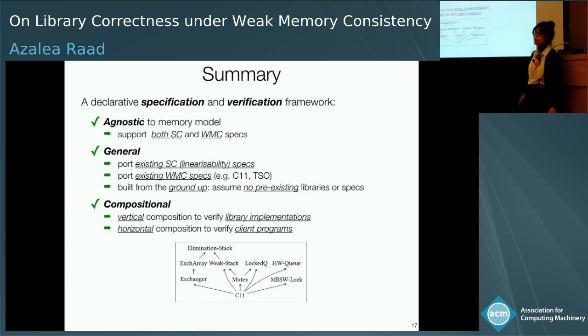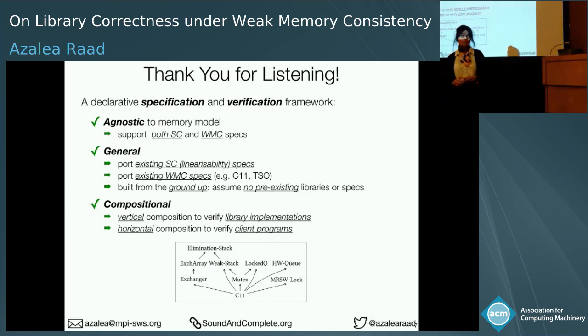So this diagram that I've been hinting at all along includes all our examples in the paper. In particular, we have supported the C11 specification, we have specified and verified all these other libraries that you see, and in some cases, multiple versions of them, like the Herlihy-Wing queue, the read-write locks, and so on. And that's all I have to say, so thank you very much for your attention.